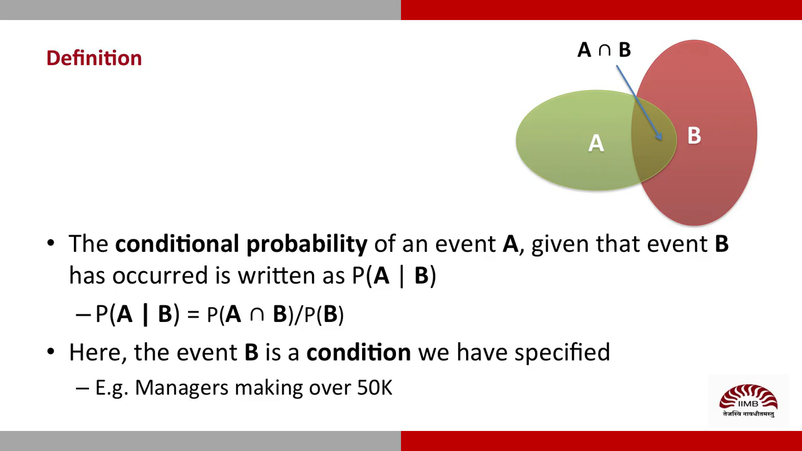We are now in a position to state an important definition. The conditional probability of an event A, given that an event B has occurred, is written as P of A given B and is equal to P of A intersection B over P of B. The event B here is a condition that we have specified.